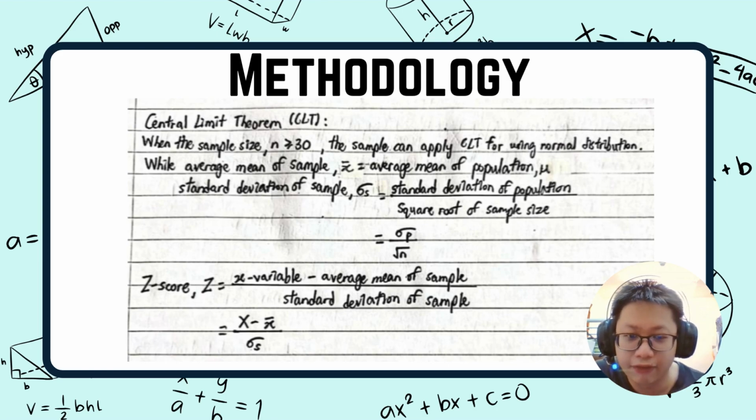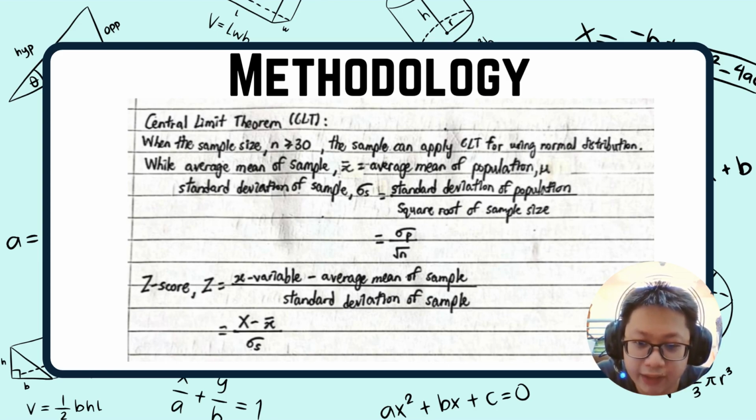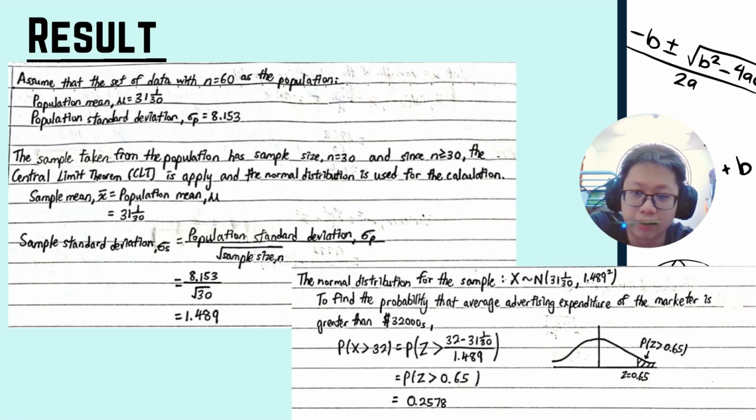And for the normal distribution, the Z-score table is already presented by Ivan just now, and to calculate the Z-score, use the S variable minus the average mean of the sample over the standard deviation of the sample. So for the result, we assume that the set of data with n equal to 60 is the population.